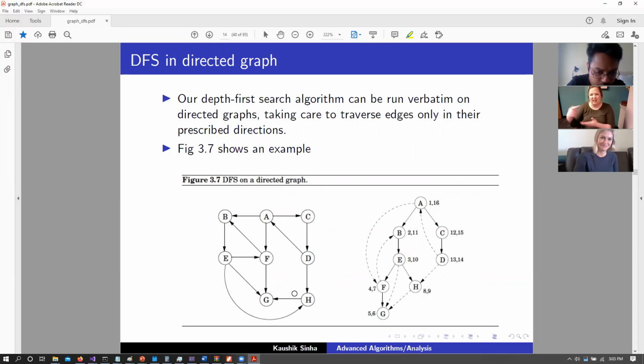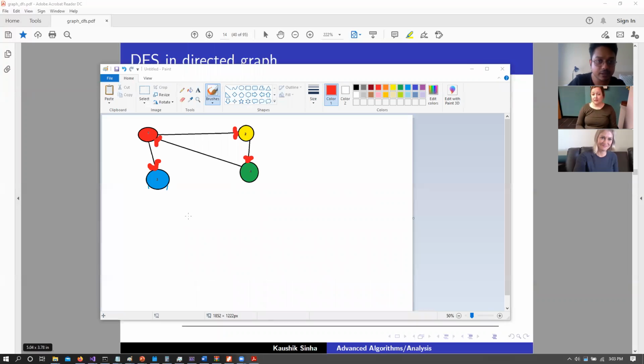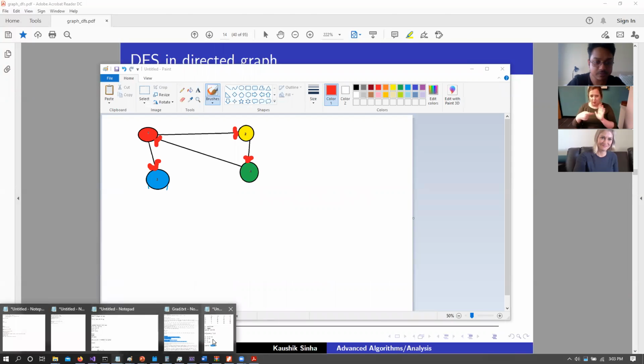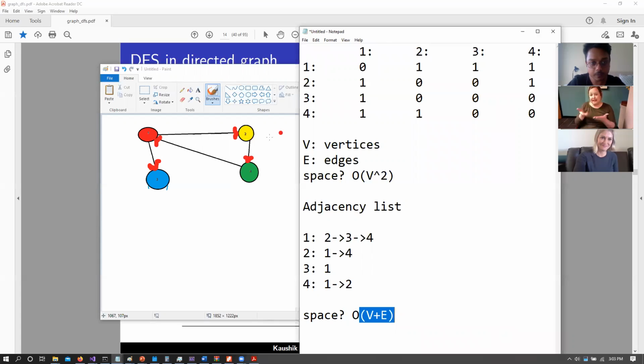So let's see. Let's say that we have this particular graph, and now again we are going to think about the same thing. How do we represent this particular graph? But this becomes easy, because here we see one is connected to 2 and one is connected to 3. Now in this case, one is not connected to 4 anymore.